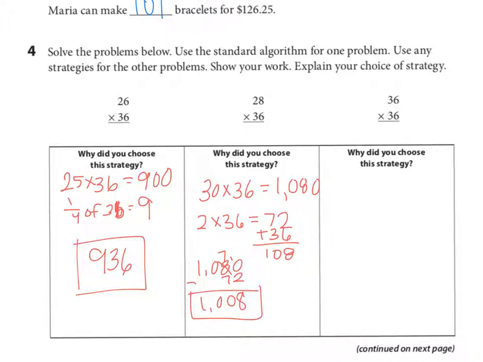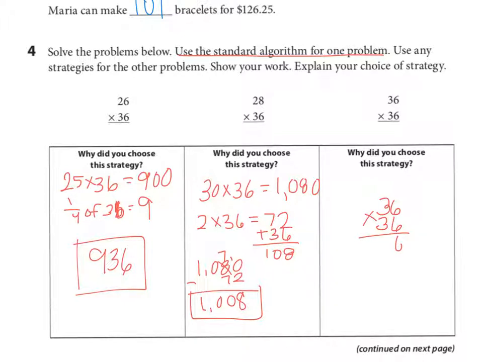And then the final one, 36 times 36. Remember at the top it says use a standard algorithm for one problem. On this one, I'm going to use a standard multiplication algorithm because I see that using any other strategy might be a little difficult. But again, the strategies I chose don't have to be the same ones you chose. I'm just giving you an example.